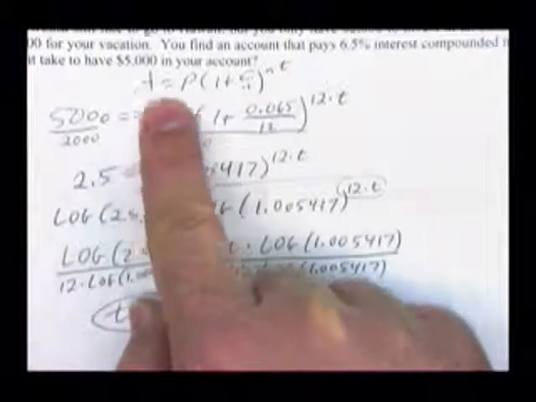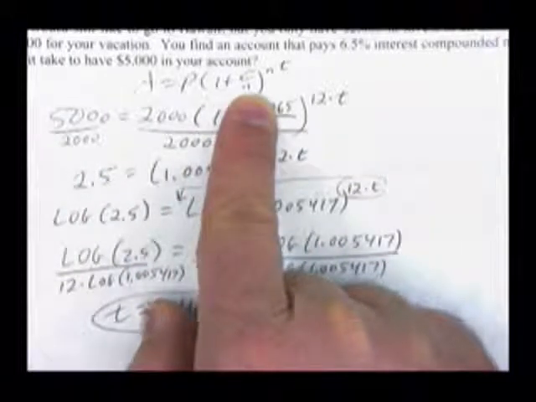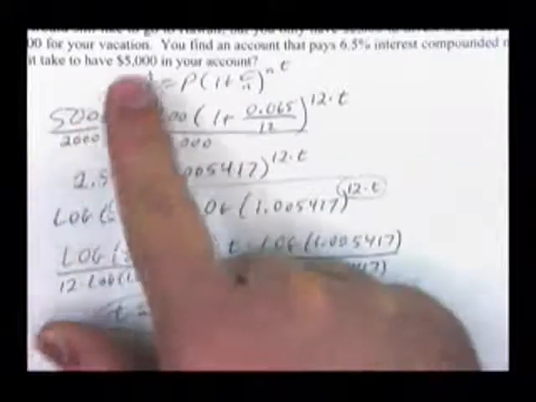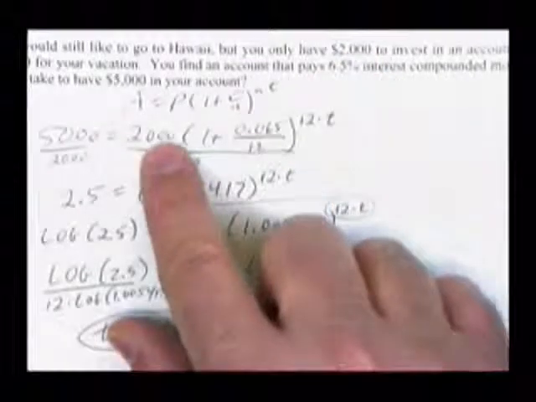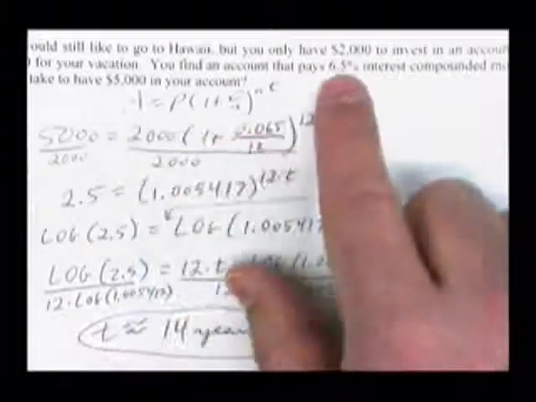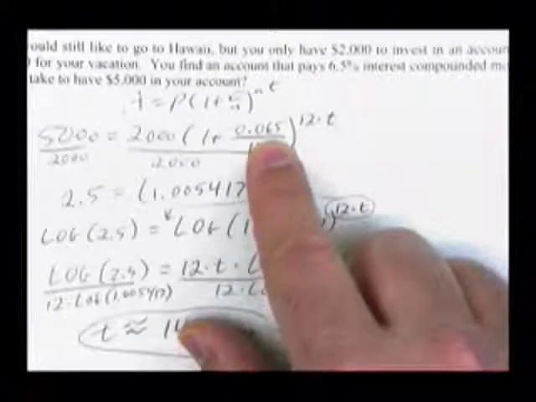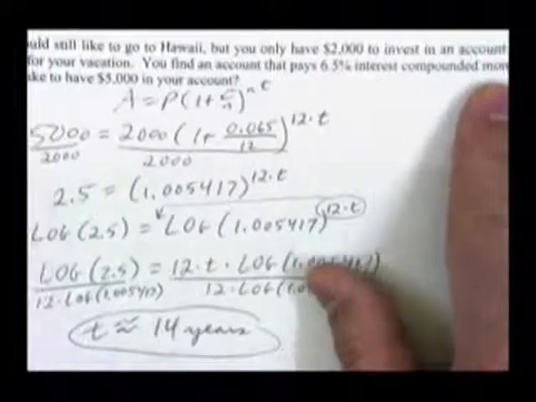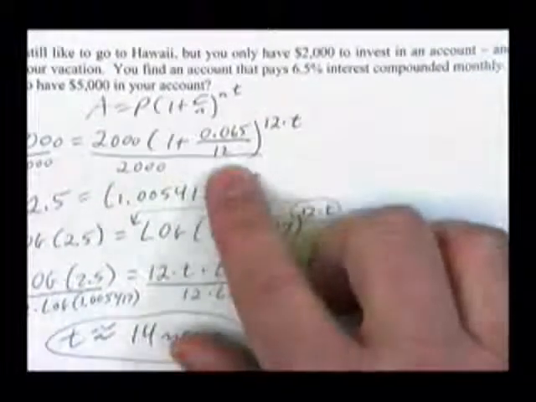So we had our formula for compound interest, A equals P times 1 plus R over N to the NT. And what we had was $5,000 is how much we wanted at the end. We were starting with $2,000 at the beginning, so that went here. We had an interest rate of 6.5%, so we turned that into a decimal, 0.065. And we were compounding monthly, alrighty, so that's going to be an N value of 12.